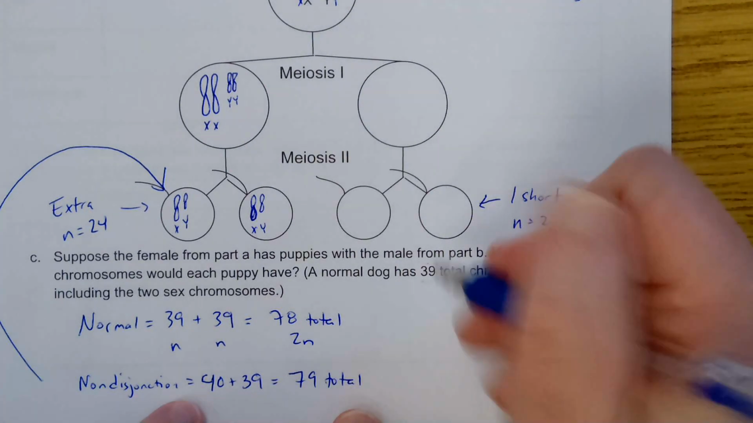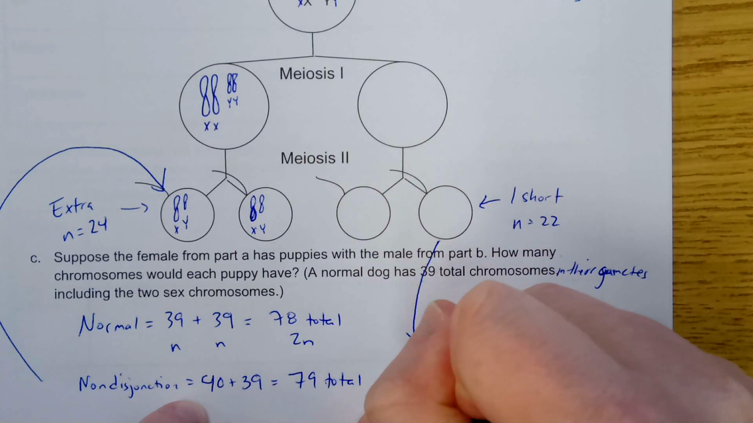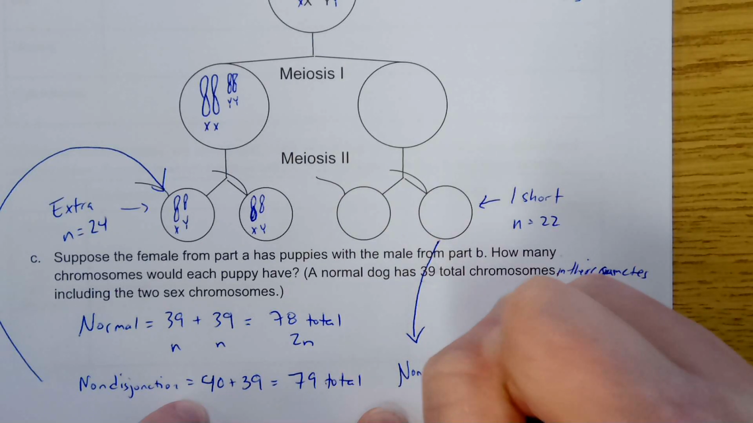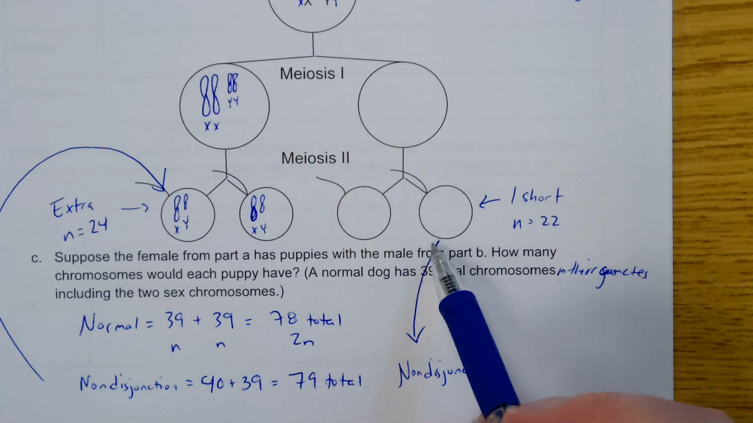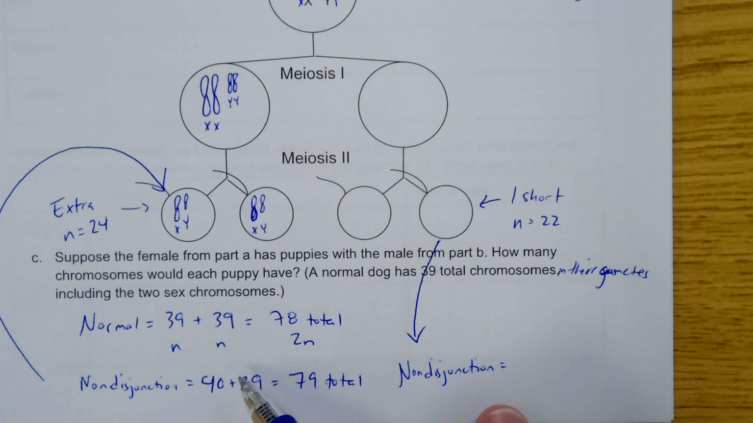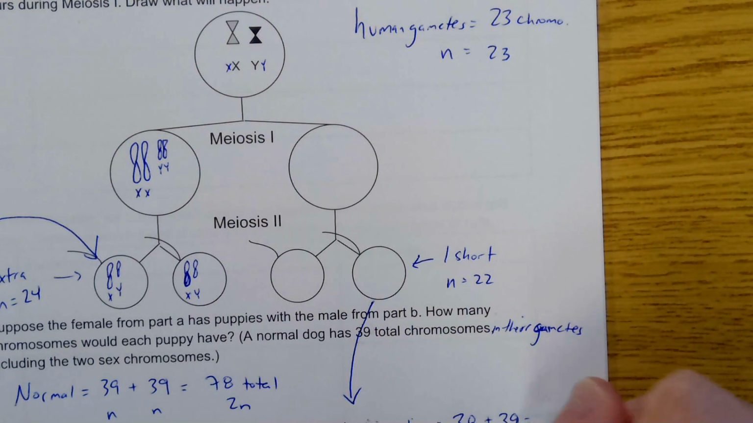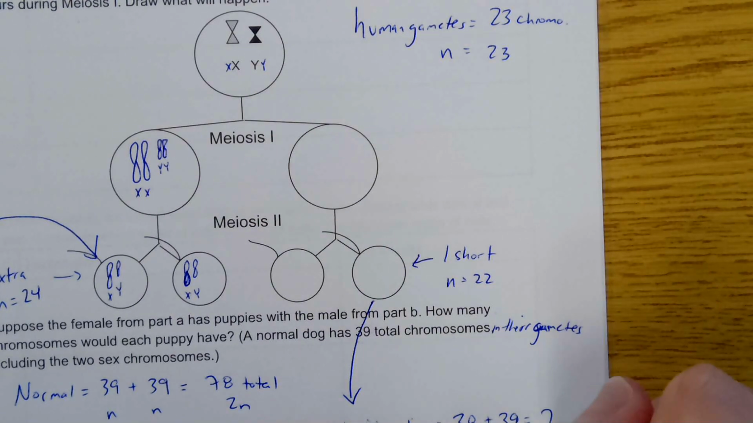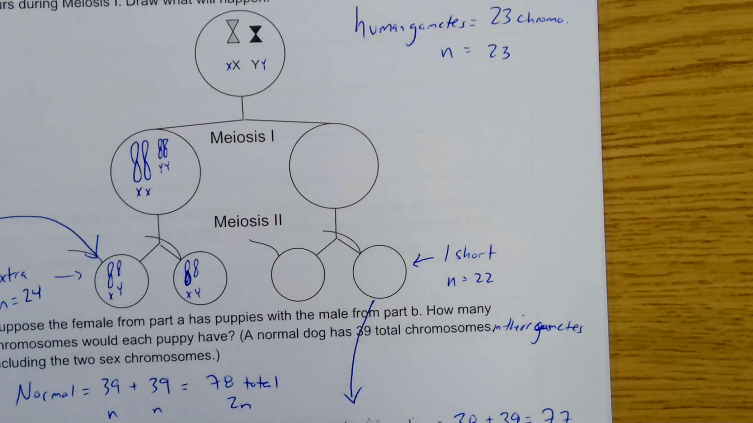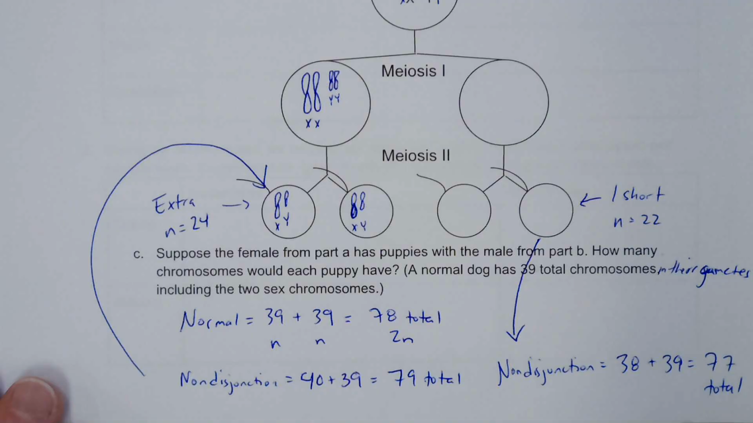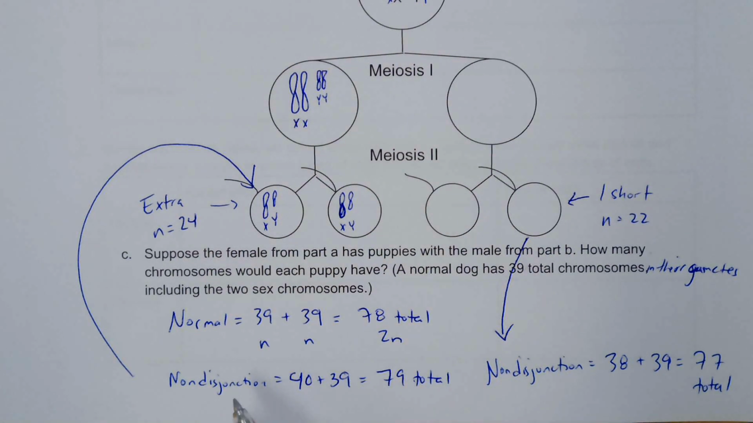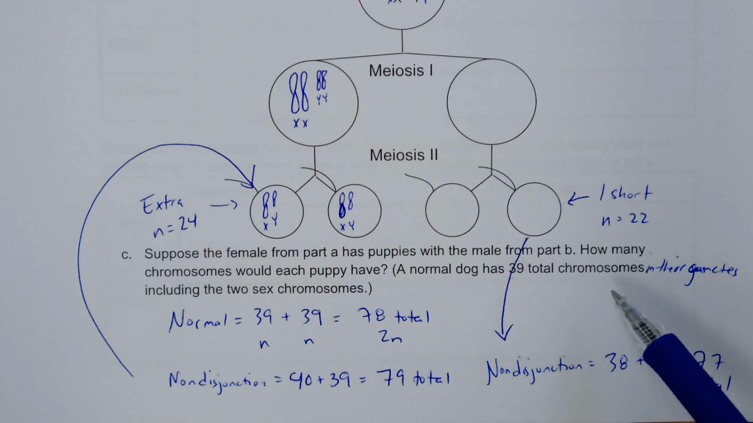And then if we were to take this one, non-disjunction, this one's short one. So instead of having 39, it's got 38. But it gets a normal egg from mom, so it's going to be 39 for the other. And so now it's got 77 total for its 2N. So non-disjunction with this sperm is 40 plus 39 for 79 total. And non-disjunction for this sperm, we end up with 77 total.